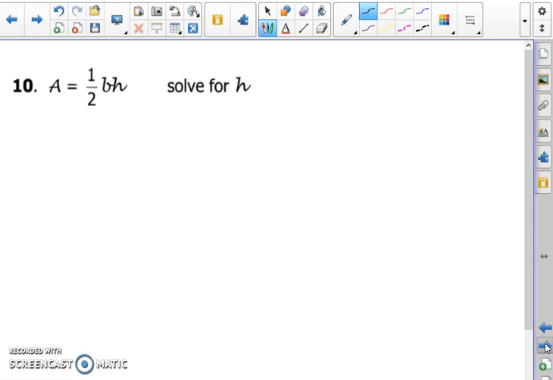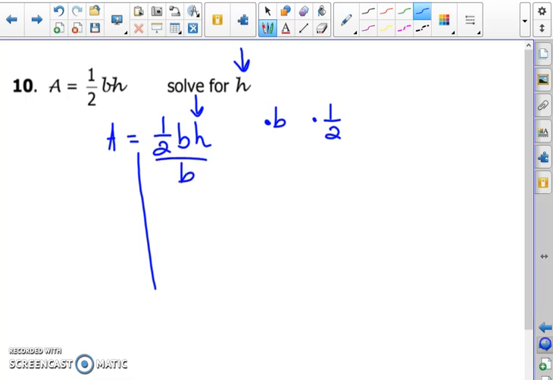All right, so we're going to solve for H. I'm going to rewrite this. We have A is equal to 1/2 B times H, and I want to solve for H, so there's H. So H is being multiplied by B, and it's also being multiplied by 1/2. So first thing I see is the B, so I'm going to do the inverse of multiply by B, which is divide by B. Those cancel. We have 1/2 H is equal to A over B. We can't simplify A over B, it just stays A over B.